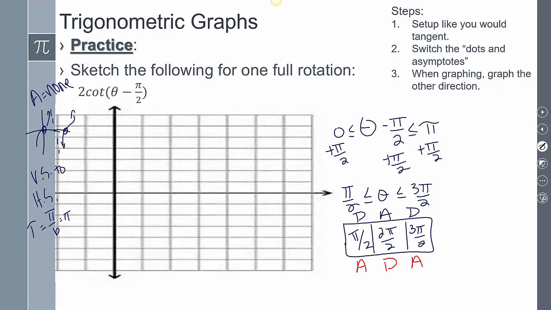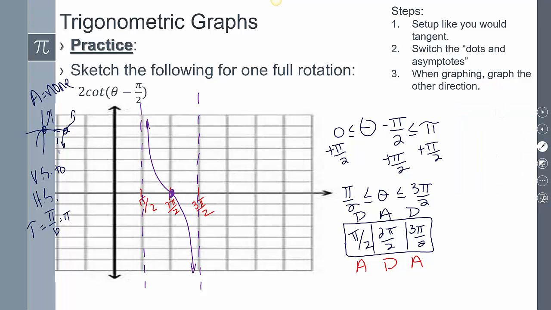And so now I know if I were to graph this, pi halves, 2 pi halves, and 3 pi halves, I know that at that pi halves is going to be an asymptote, dot, and then asymptote. And then the other thing is, now when I graph it, you have to graph it in the other direction. So this is what I did here.